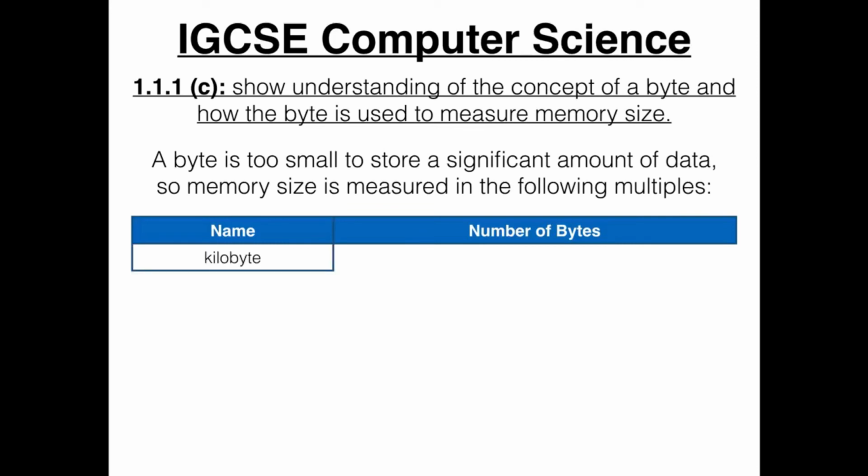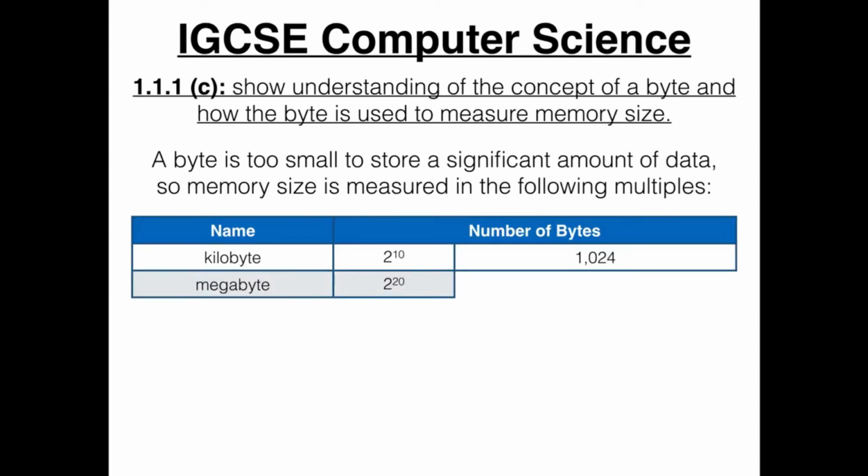There's kilobyte, which is 2 to the power of 10 bytes, so that's 1024. There's a megabyte, which is 2 to the power of 20 bytes, and that's 1,048,576 bytes. So that's 1 megabyte in bytes.